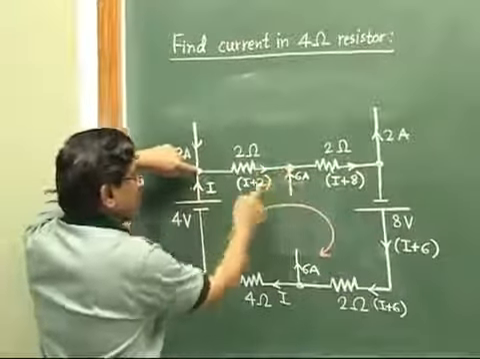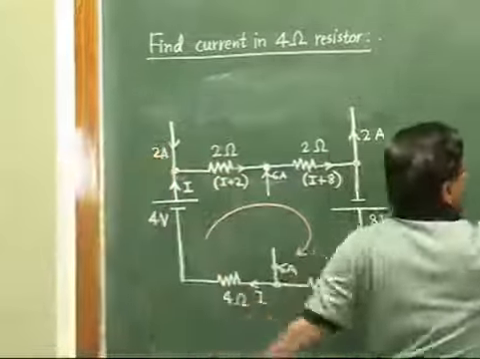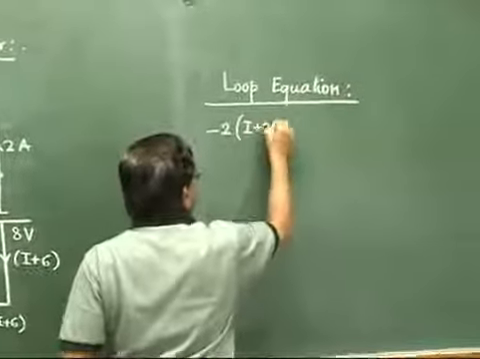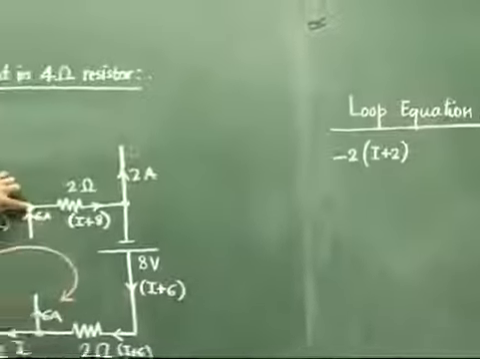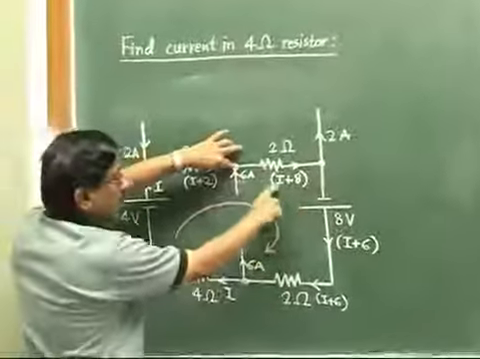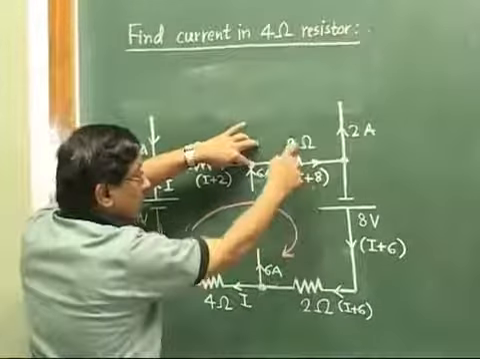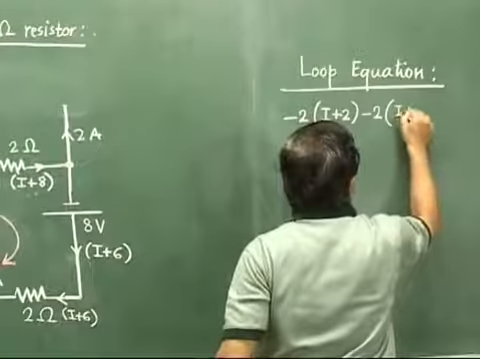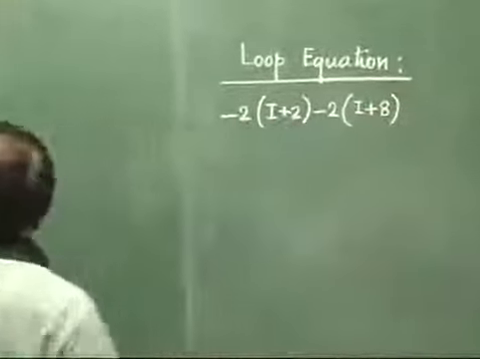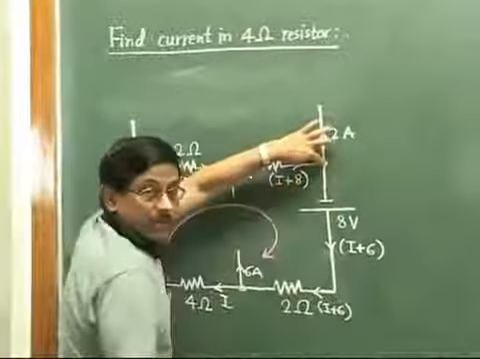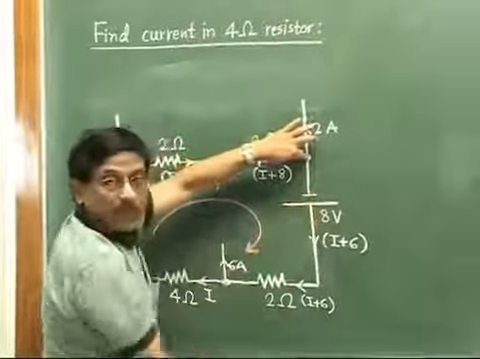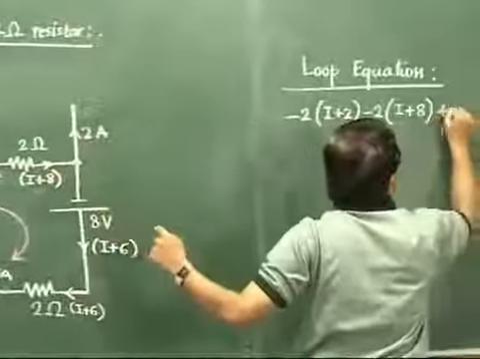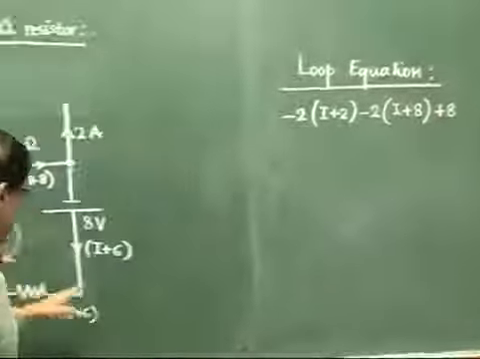So from this to this, it will be minus 2 times I plus 2. So resistor is 2 ohm and current is I plus 2. Now from this point onwards, current is I plus 8, resistance is 2. So minus 2 times I plus 8. Now we have reached here. We come down. Now here from negative to positive plate we are jumping. So voltage rise. So it will be plus 8. Now we have come to this point.